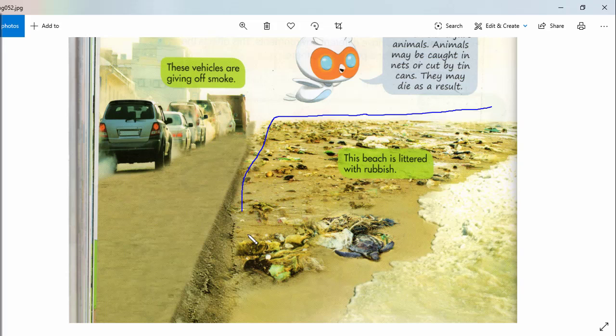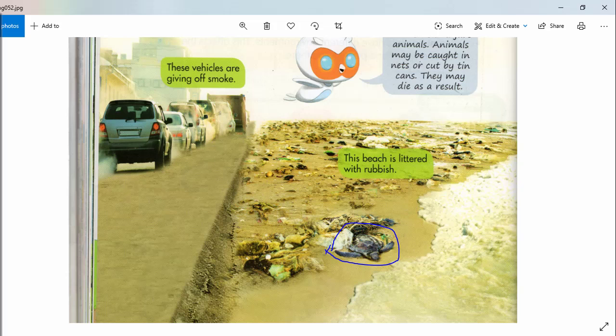It is so dirty. Not only does it make the environment look bad, and also smell bad, but it also causes the animals to die, such as this one.